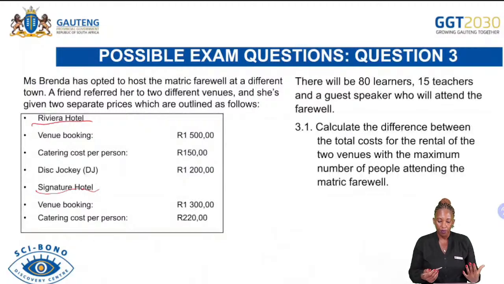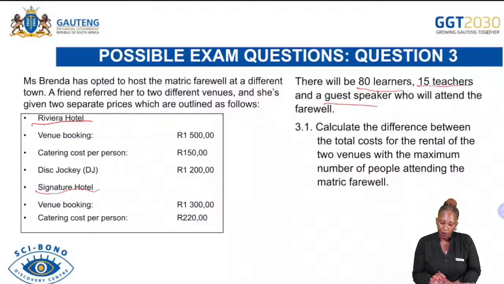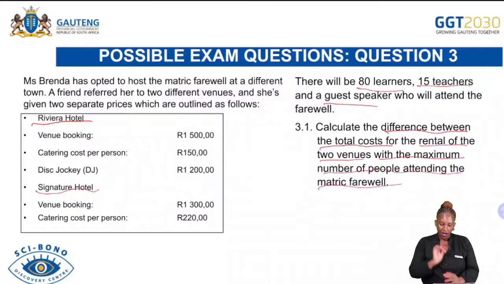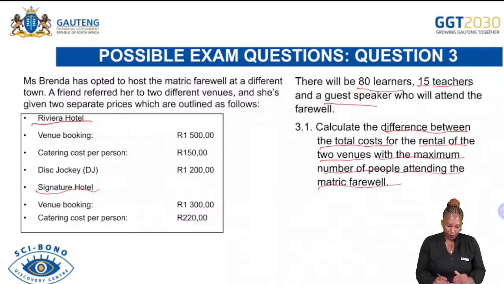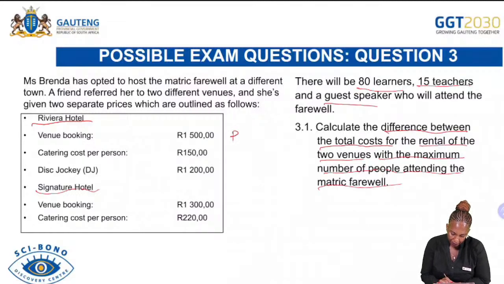Now let's see how many people will be in attendance. So it's always simple for you to interpret. You read the questions and then you continue. And then now we say there will be 80 learners, 15 teachers, and a guest speaker who will attend the farewell. Calculate the difference between the total cost for the rental of the 2 venues with the maximum number of people attending the matric farewell. Now let's see. For the first one, Riviera. Let's start with Riviera. What will be the total cost? Riviera Hotel.